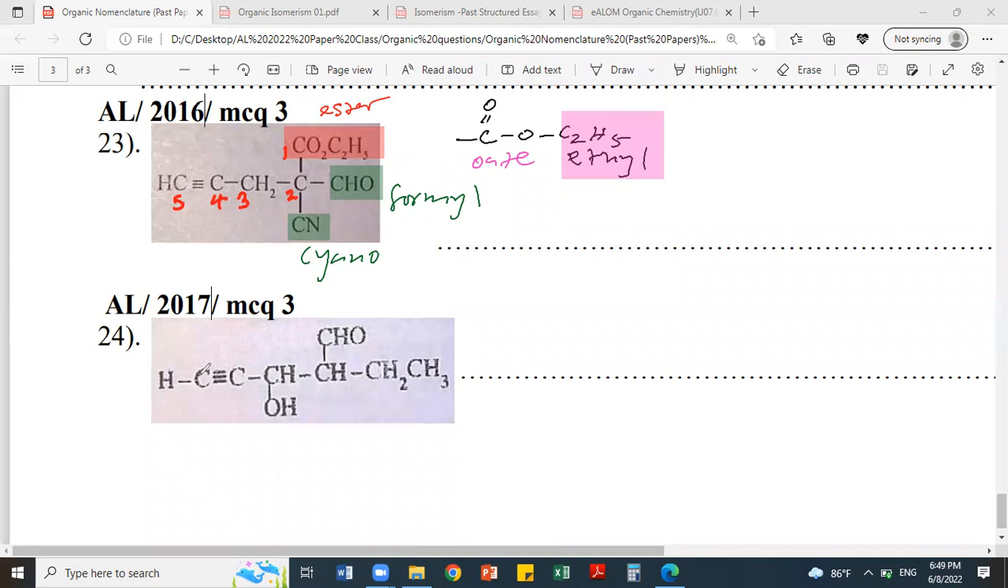So we have to write here, what should come first, 4-methyl or cyano? Yeah, cyano should come first. Therefore, we'll write here 2-cyano, correct. 2-cyano.